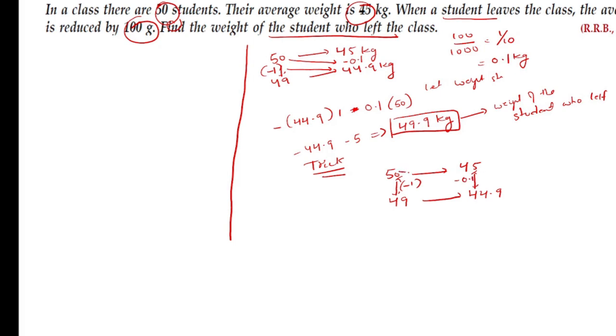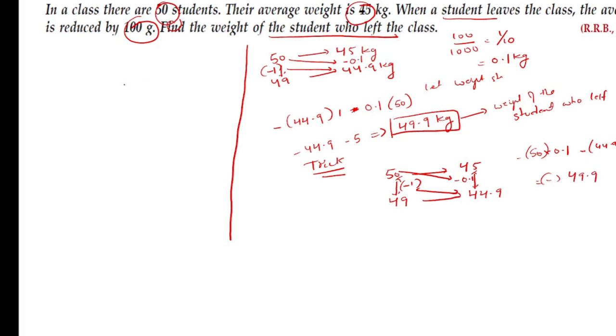So this 50 has to be multiplied with the average difference, and the observation difference has to be multiplied with the changed average. So that is 50 into 0.1. If it is reducing by 1, so minus of 44.9 into 1. So this is the technique. Since a person has left, we are getting it as minus.